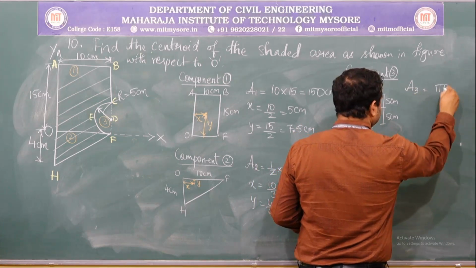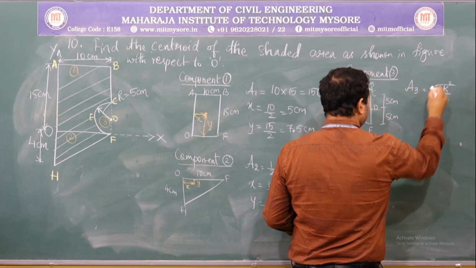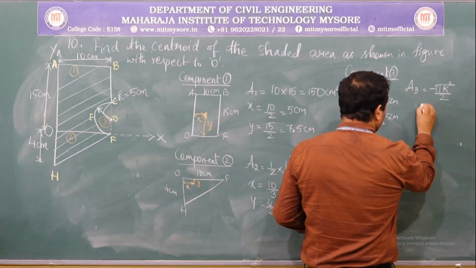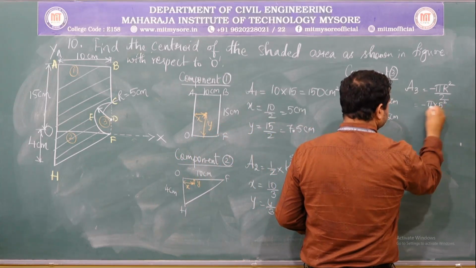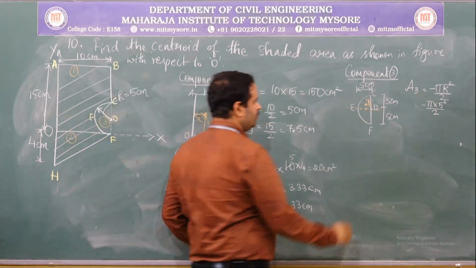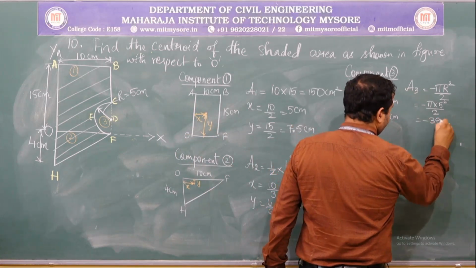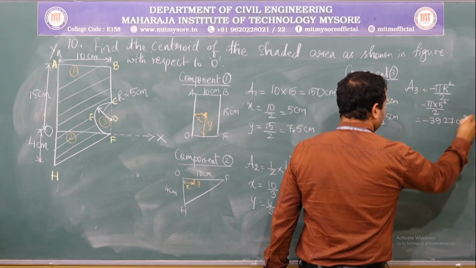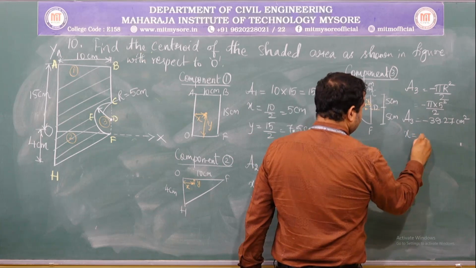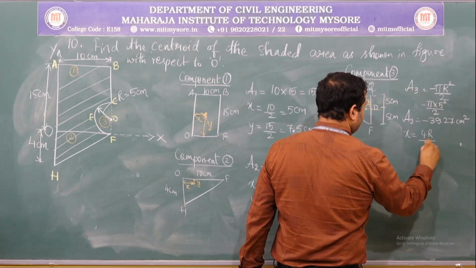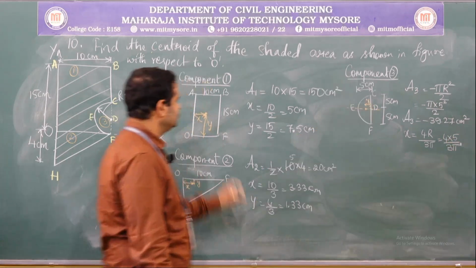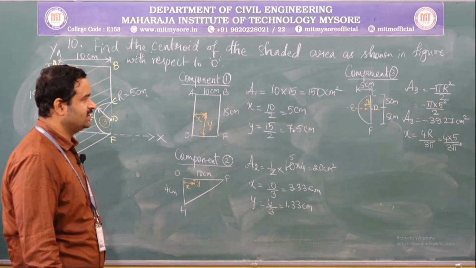A3 is equal to pi r square by 2, negative sign because it is the part to be removed, that is equal to minus pi into phi square by 2, minus 39.27 centimeter square is A3. Now, coming to its x component, which is 4r by 3 pi, which is 4 into 5 by 3 pi. So, these are the details of component 1, component 2 and component 3.